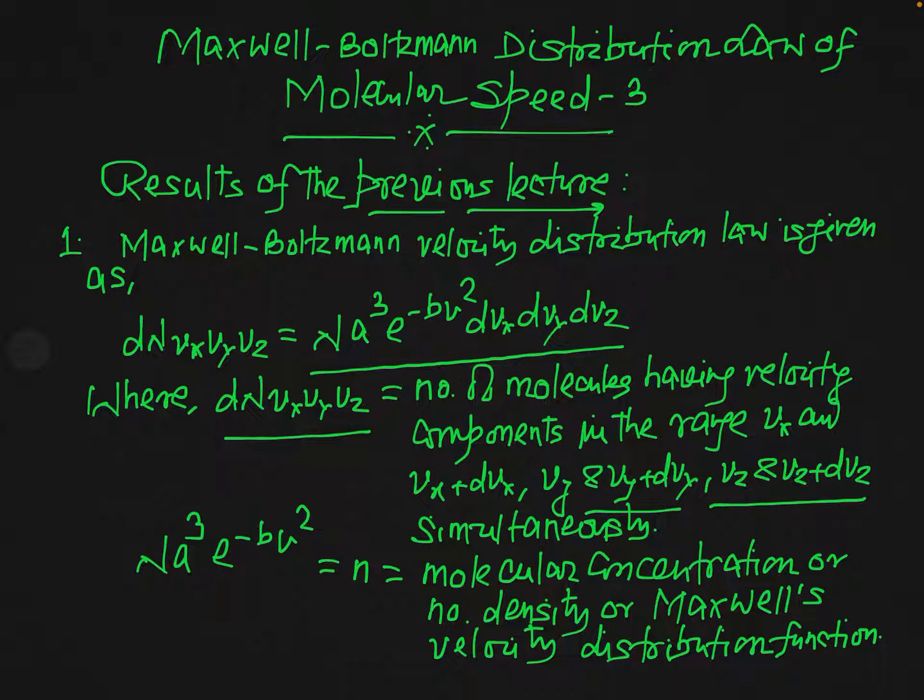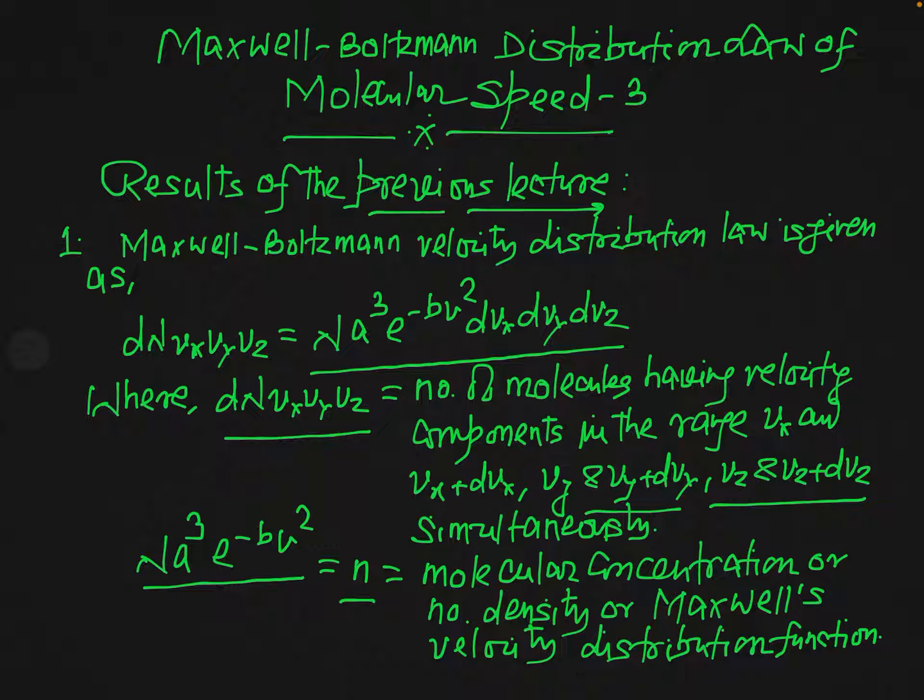And this factor n a cube times e raised to the power minus bv square, which is denoted by the symbol small n, is actually the molecular concentration. When you say molecular concentration, what does it mean? It means the number of molecules per unit volume, which in the gas is also known as number density, or it is also called Maxwell's velocity distribution function.